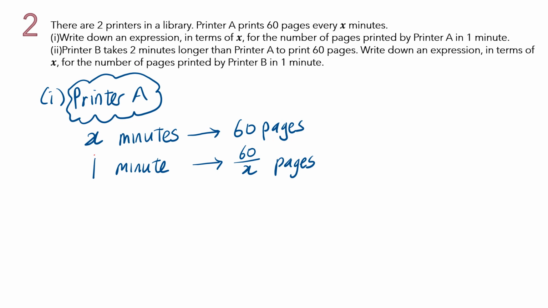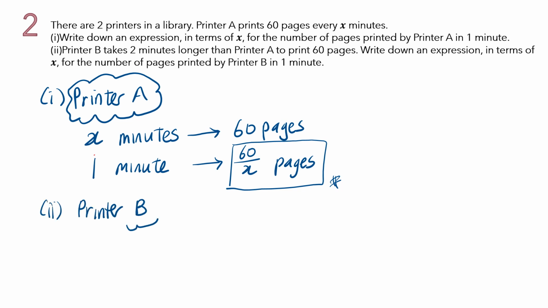Now let's look at printer B. Printer B has a slower speed. It will take 2 minutes longer than printer A to print 60 pages. So what happened now is for printer B. Yes, that will be the answer for part 1.